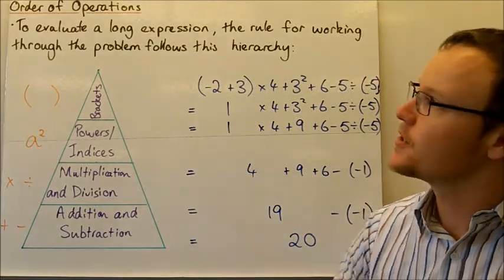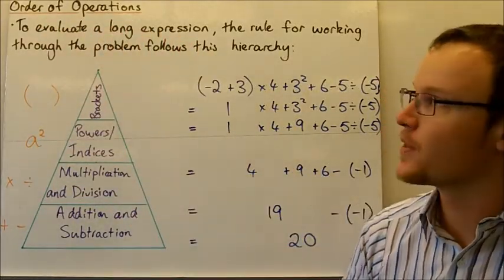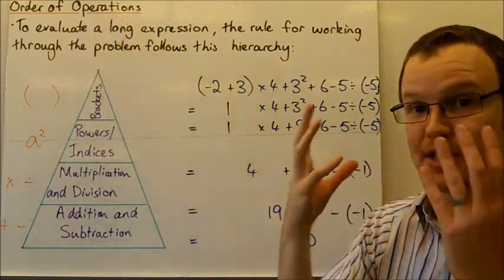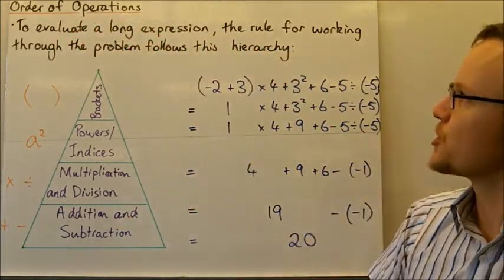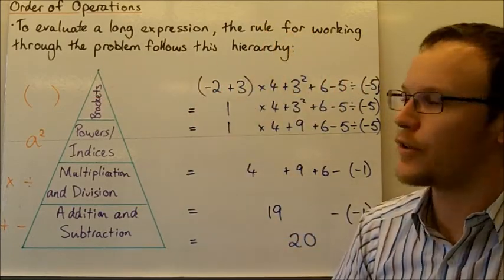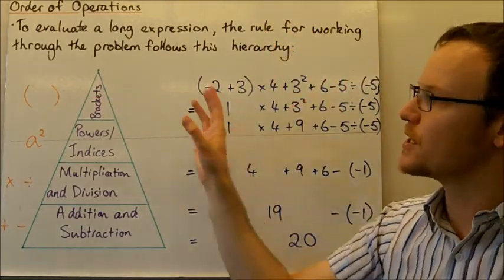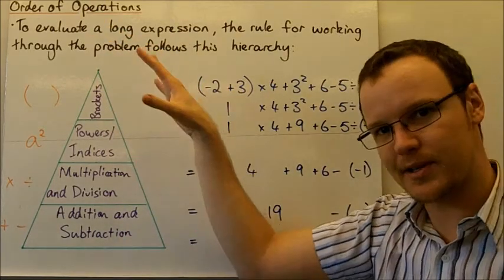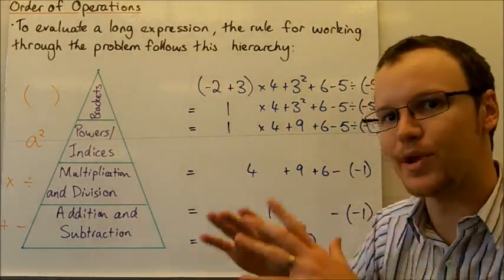Today we're going to look at the order of operations. To evaluate a long expression means to work out, to get a value for a long expression. The rule for working through the problem follows this hierarchy. A hierarchy is where we start at one point and work our way down.